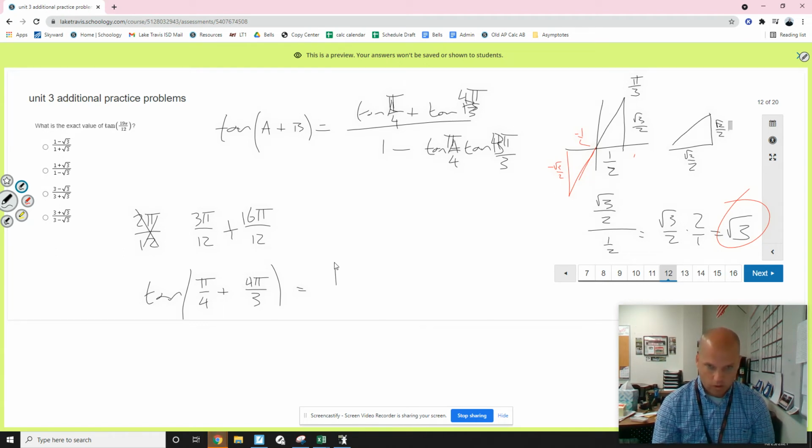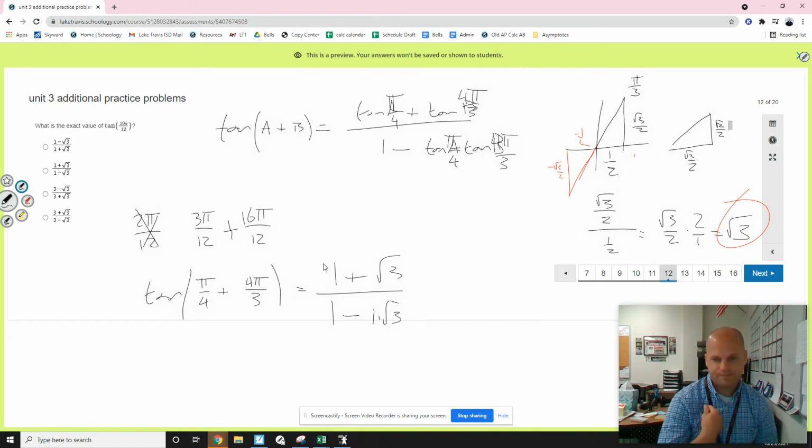Tangent of pi over 4 is 1. Tangent of 4 pi over 3 is root 3. I'm hoping this solution shows up. If it doesn't, that's a bummer. I'm going to have to find two more angles and redo the whole question. But let's see. 1 plus root 3 over 1 minus root 3. Yeah, that's my answer.